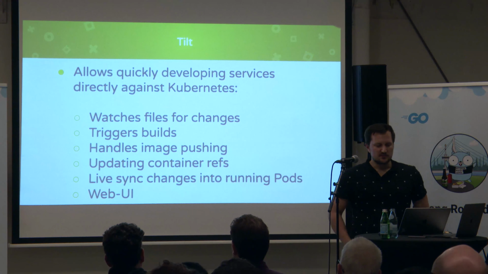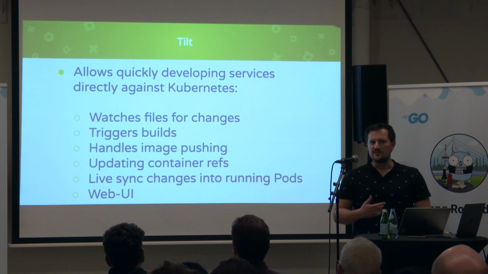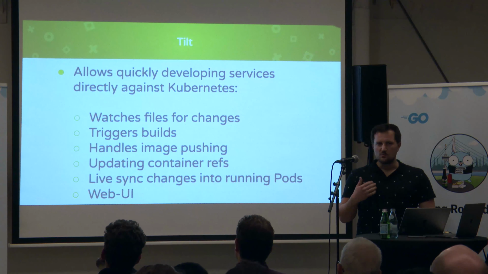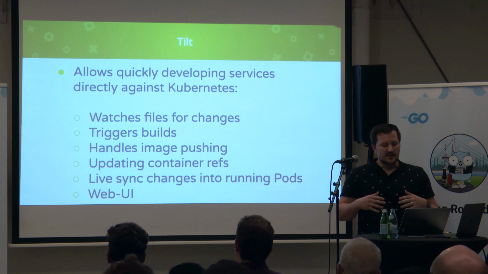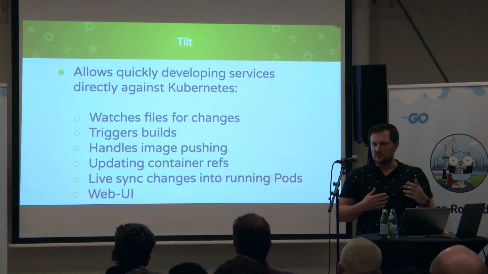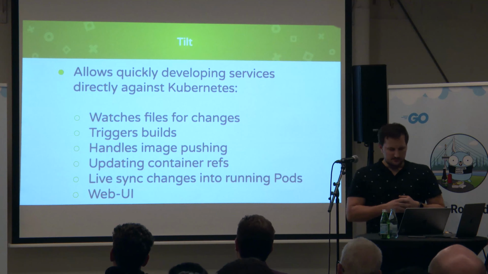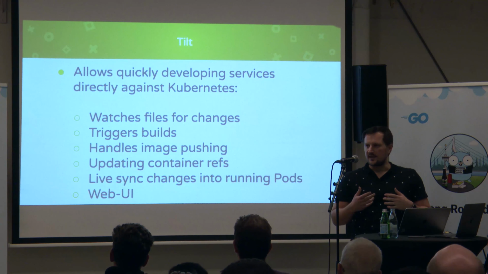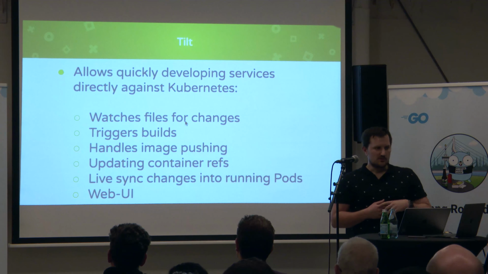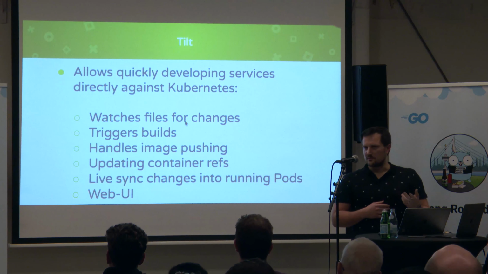And what this is, it's a little tool that allows you to quickly develop services against Kubernetes. So it has a couple of features to let you do that. The first one is it's going to watch files on your file system, and when it notices changes, it can trigger builds for you automatically, or it can just suggest that you trigger a build. And then it will handle pushing these container images that you're building locally into the registry. It'll handle automatically updating the Kubernetes deployment and switching over to the new container that you've just pushed.